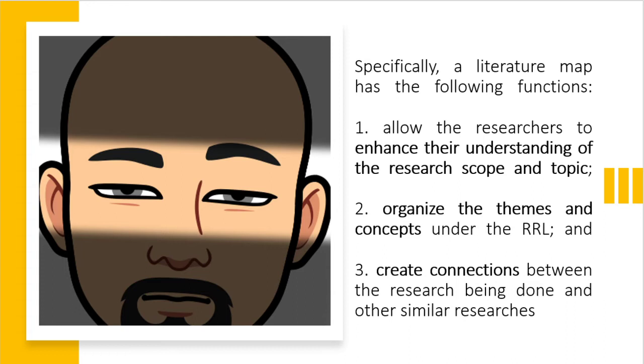Lastly, your literature map, as previously stated, creates a sense of connection between the research being done and other similar researches by way of your related literature. So, it gives you the opportunity to establish your study, your research, and create linkages from your research to other similar studies which have already been published or are currently being written.